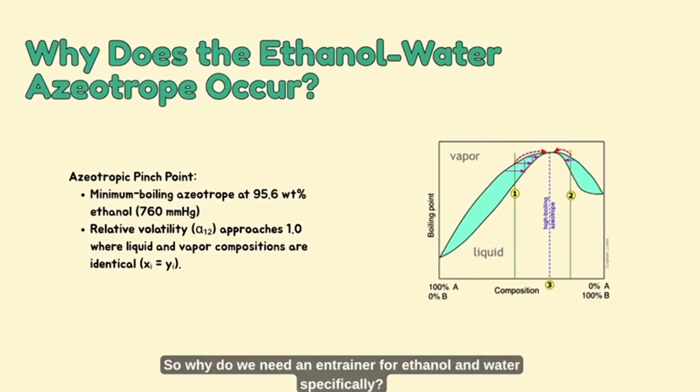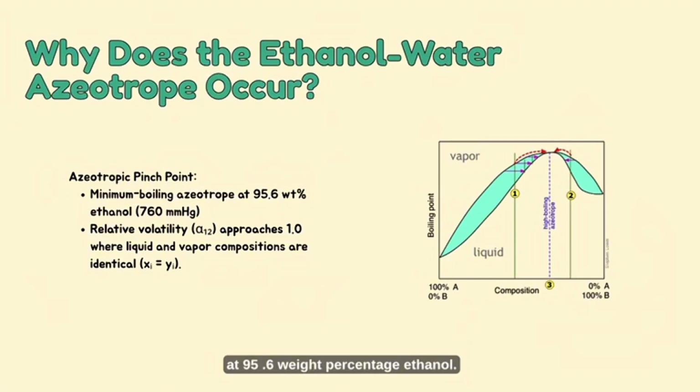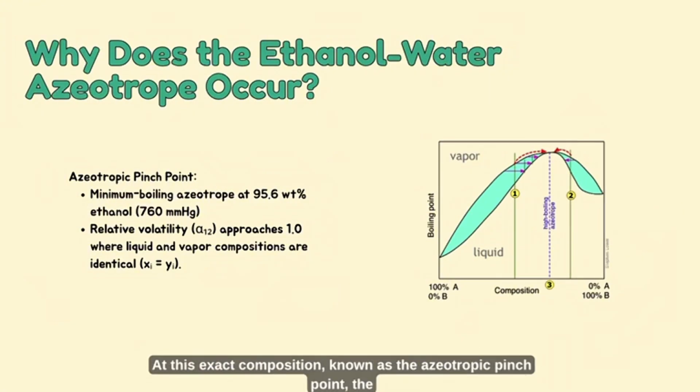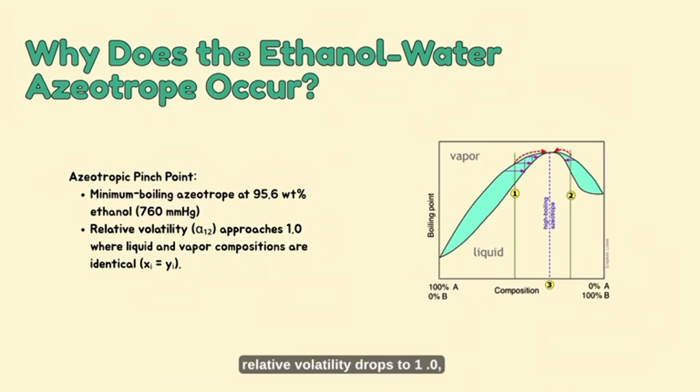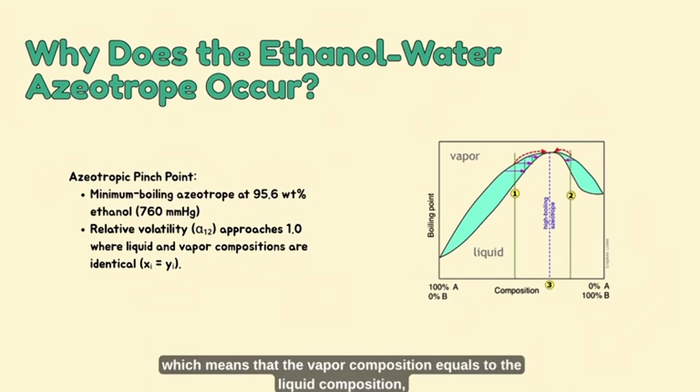So why do we need an entrainer for ethanol and water specifically? At atmospheric pressure, the ethanol-water system forms a minimum boiling azeotrope at 95.6 weight percent ethanol. At this exact composition, known as the azeotropic pinch point, the relative volatility drops to 1.0, which means that the vapor composition equals the liquid composition, making further separation by standard distillation physically impossible.